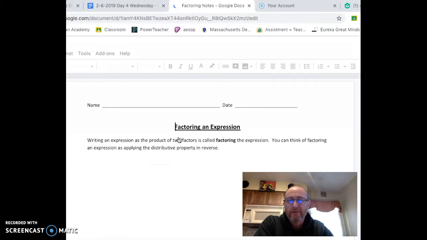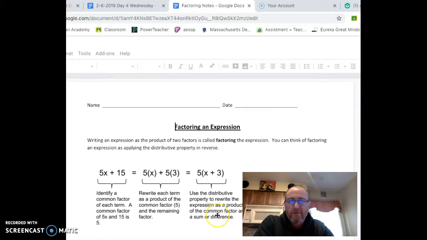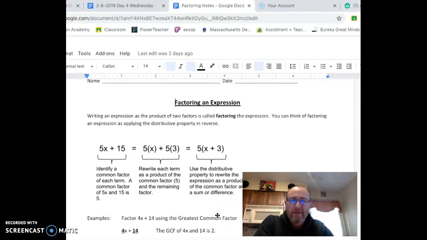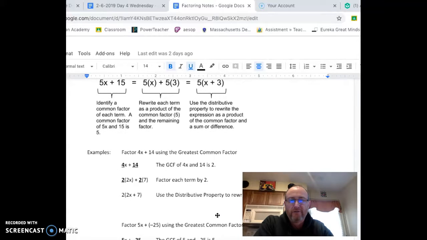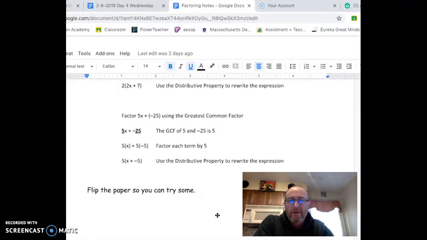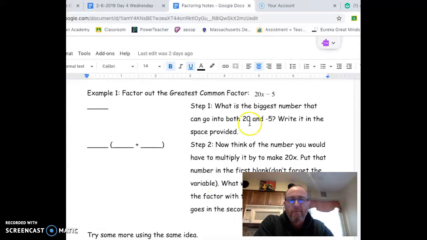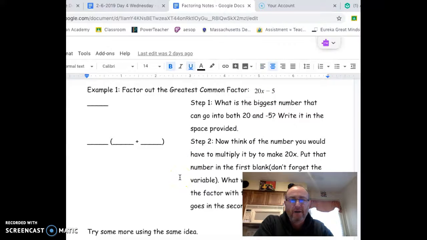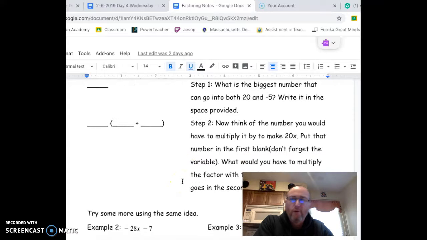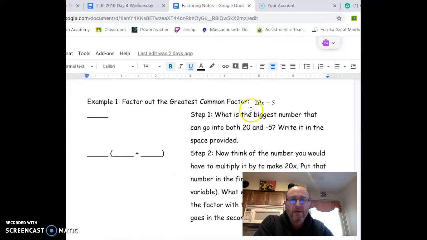It's on factoring. Yesterday your substitute should have gone over the ins and outs of how to factor an expression. And then you were able to go on to practicing some on the other side of the paper, like the 20x minus 5. You need to factor out 5 and think about what 5 needed to be multiplied to make 20x. That's right, 4x. And what 5 needed to multiply with to make a negative 5. That's right, negative 1.